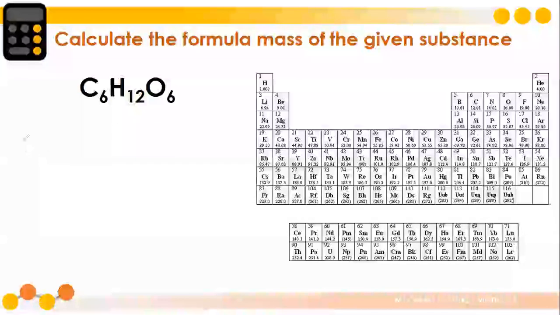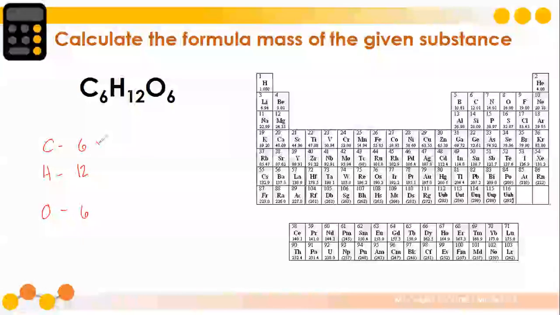First, you need to list down the elements involved in our compound. Okay, so we have here C6H12O6. So we have carbon, hydrogen, and oxygen. For carbon, we have 6. And then write down how many of each element we have in the compound. So for carbon, we have 6. For hydrogen, we have 12. For oxygen, we have 6.